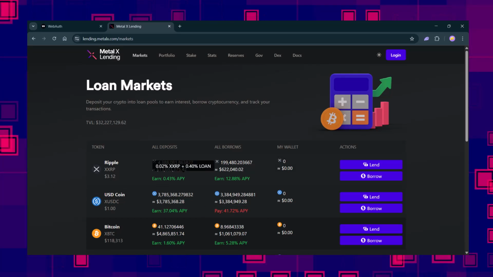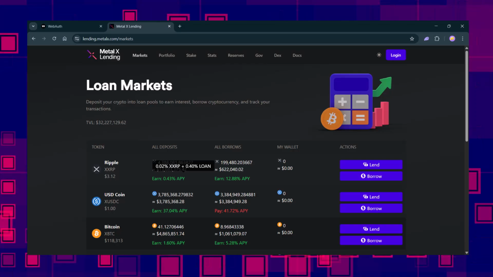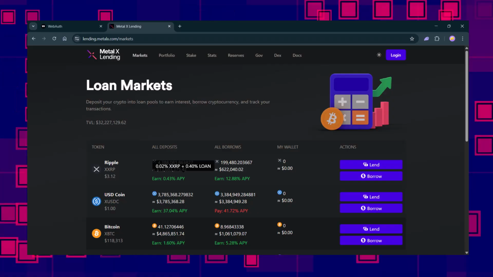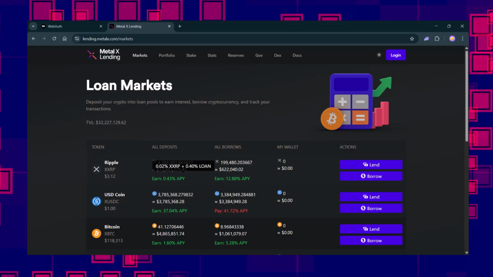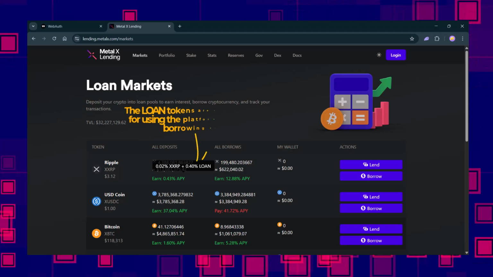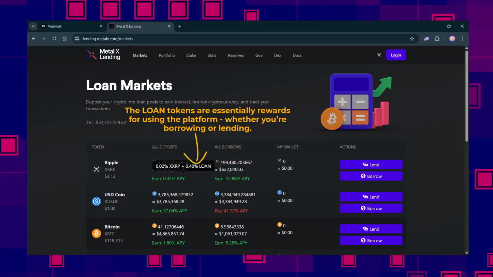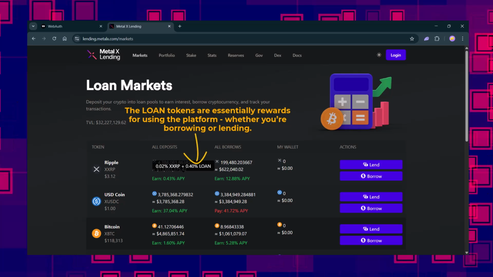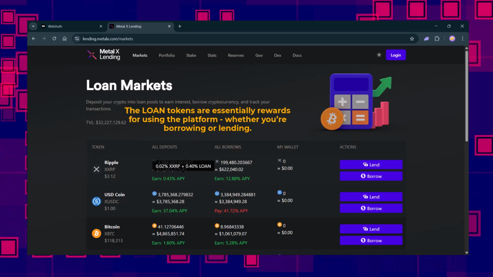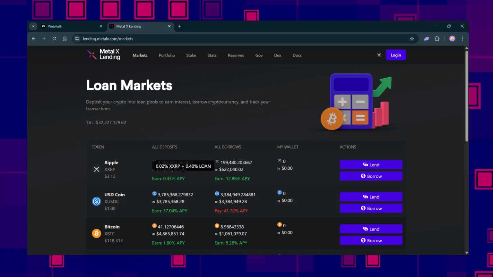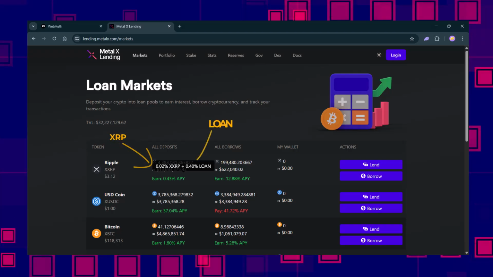Hovering over the APY value gives us more details. Before we get into that, just a quick heads up, the overview screen on the website sometimes rounds numbers to two decimal places. The detailed view often shows more precision, like three or four decimals, so don't get confused by the rounding. The loan tokens are essentially rewards for using the platform, whether you're borrowing or lending. The distribution of these tokens depends on governance proposals and decisions made by the community on the XPR governance page. How that system works exactly is something we'll cover in a separate video. So, to sum up, for lending XRP, we earn 0.02% in XRP and 0.4% in loan tokens.